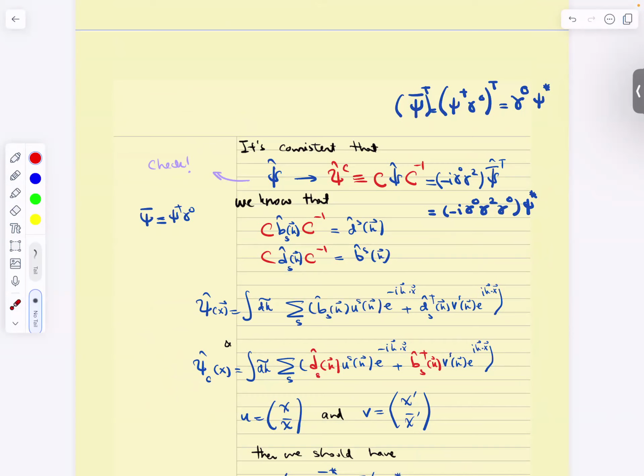All right. Now, the action of this transformation: you know the expression for psi, the canonical quantization. You could trace how it acts on B and D. It sends B to D and D to B. So it swaps creation and annihilation. It swaps particle and antiparticle, as we promised.